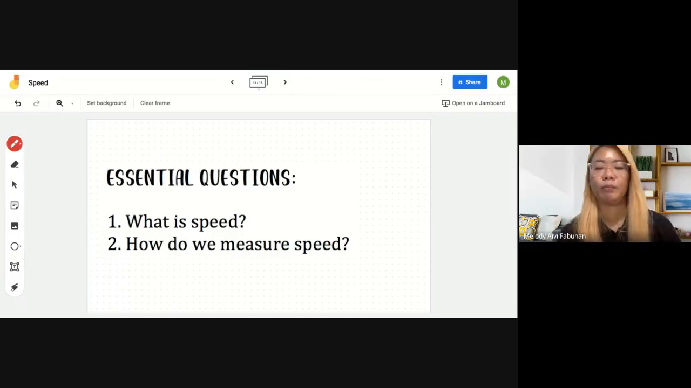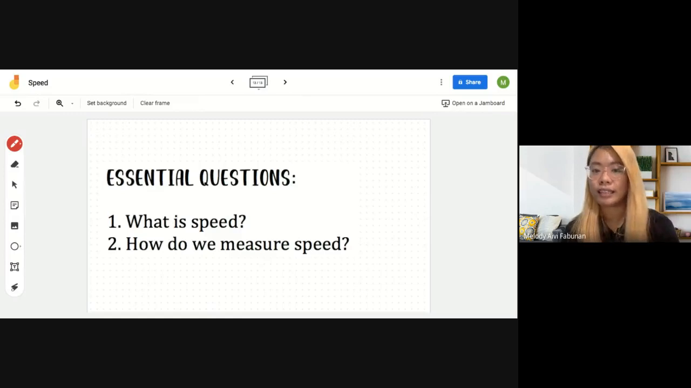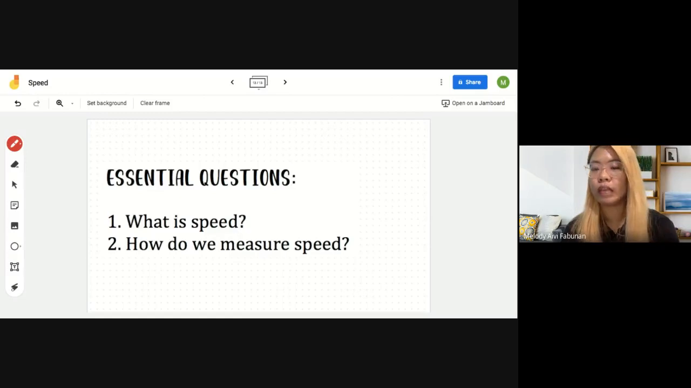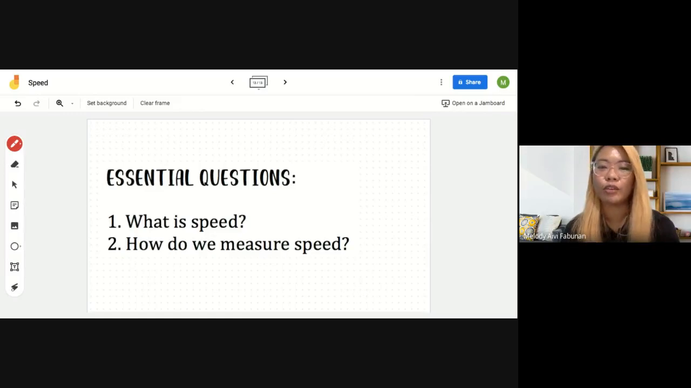Okay, now let's try to answer the second essential question. How do we measure or how do we compute for the value of speed? Yes, Kadesh. By dividing the distance to time. Okay, so we have to divide distance with time. And what is our unit for speed? Meter per second. What is our unit for distance? Meters. And what is our unit for time?